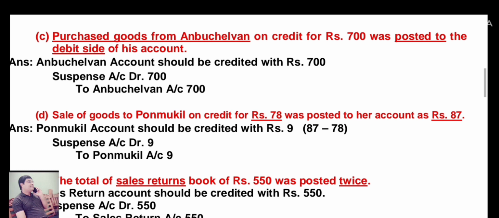Correcting means we have to write on the opposite side. It has been wrongly debited in the Anbu Chelvan account. Now we have to rectify it. So Anbu Chelvan account should be credited with rupees 700. The answer is suspense account debit to Anbu Chelvan account 700. Understand?